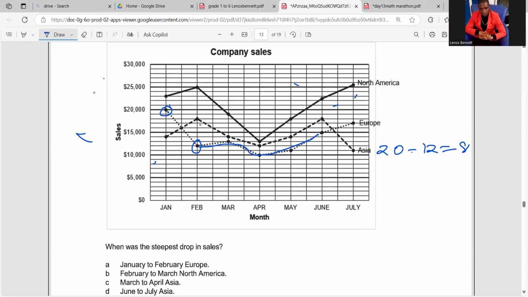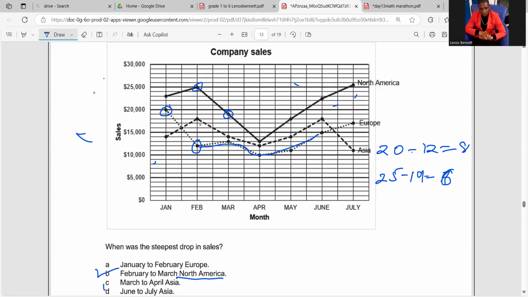Let's look at February to March, North America. So here we have North America, the tick line, February. We are at 25. From March, we go to 19. So 25 minus 19, that gives us what? 7. No, 6. It's actually 6 there. So you knock that one.